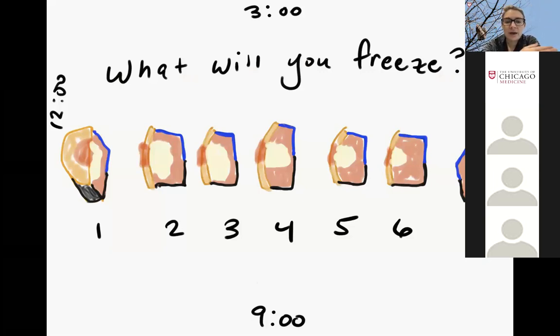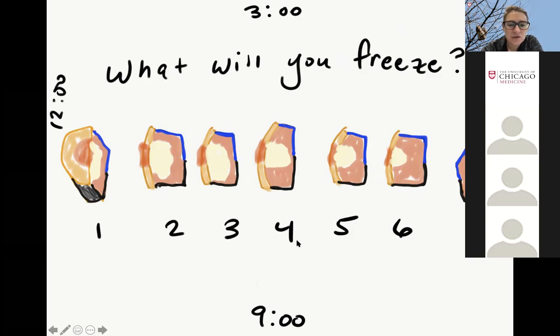All right, so now you have your slices lined out. In this case, I just have 7. What will you freeze? Does anybody want to tell me or chat in which slices they're worried about for margin? Number 4 for the deep, and then number 3, I guess that's your 9 o'clock. Right, some people are saying 3 and 4.